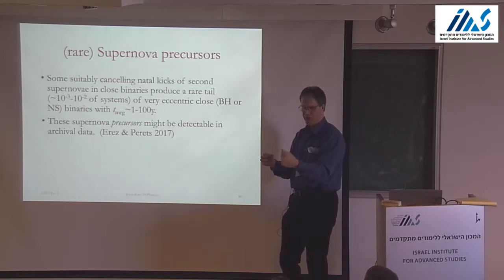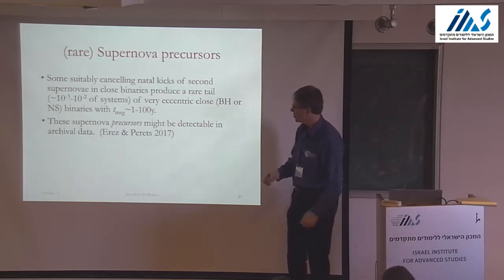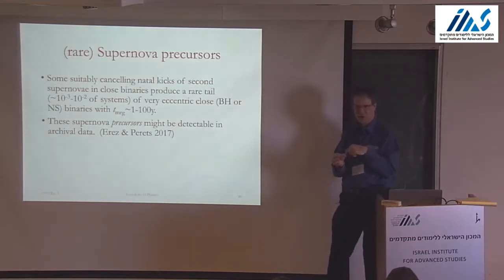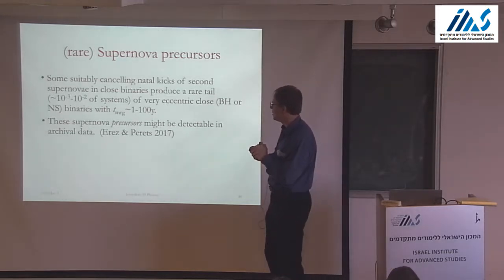So it will give the final neutron star zero angular momentum with respect to the other one. So the other one will fall nearly radially into the second neutron star. And those very highly eccentric systems can have very short merger times because the pericenter would just be a few gravitational radii or a few neutron star radii.